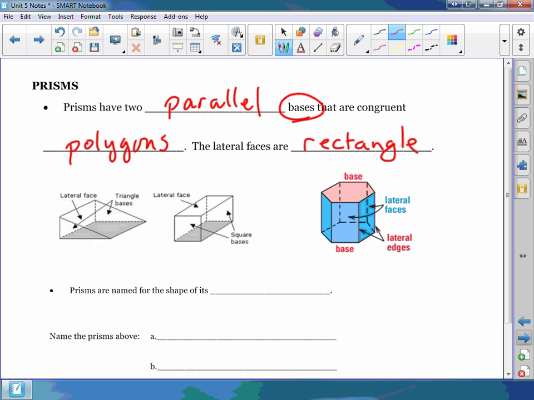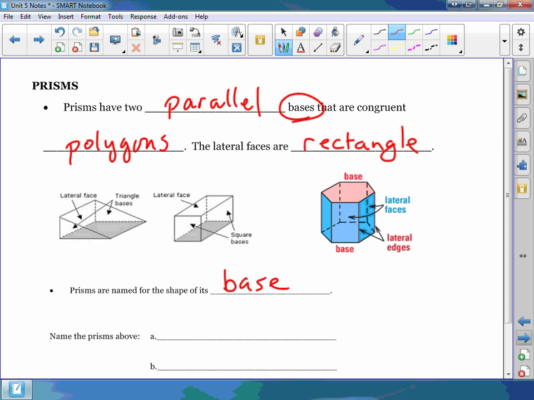First of all, I guess going down below here, prisms are always named for the shape of its base. So when I call something a triangular prism, that means the triangle is the base. But here's what oftentimes happens. When we start finding the volume of these types of figures, the formula says, in order to find the volume of this shape, you got to take the area of the base, multiply it by the height.